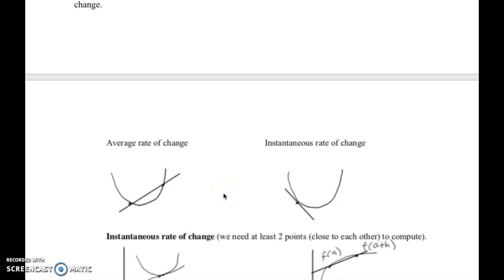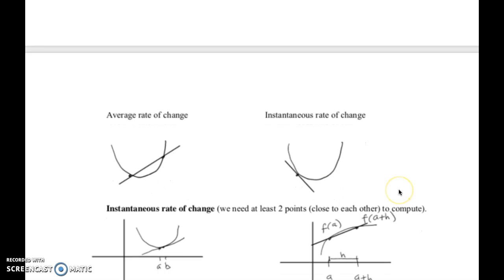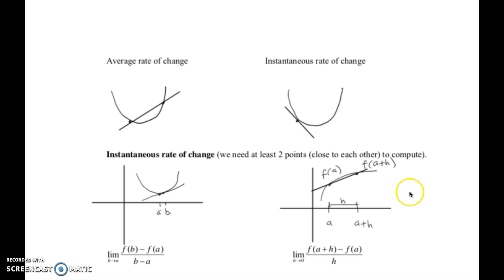Our instantaneous rate of change is like a line that goes right alongside our graph at a specific area, and we want to know what's happening at that specific time frame, instead of over a large period of time. All right, so for an instantaneous rate of change to occur, we need 2 points to be really close together in order to really compute it, okay?